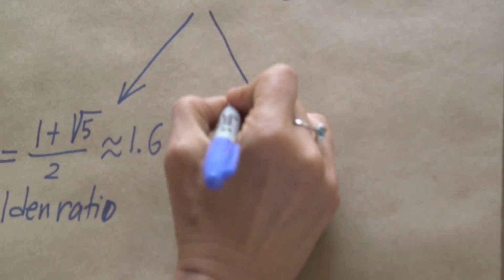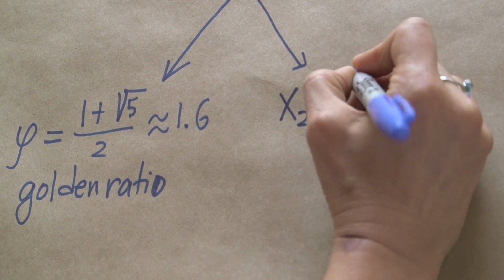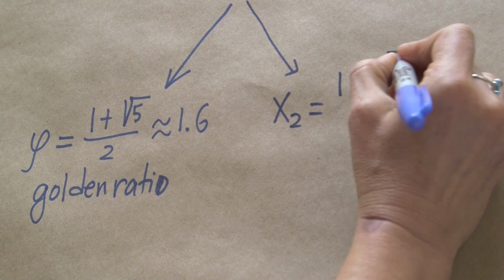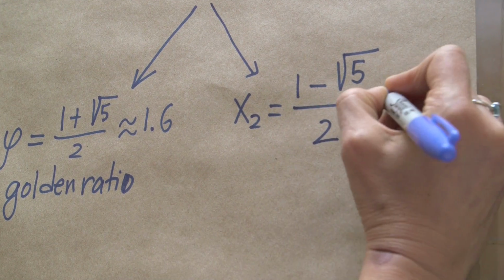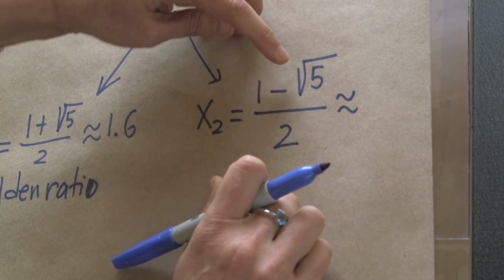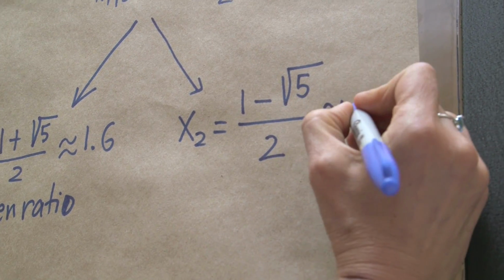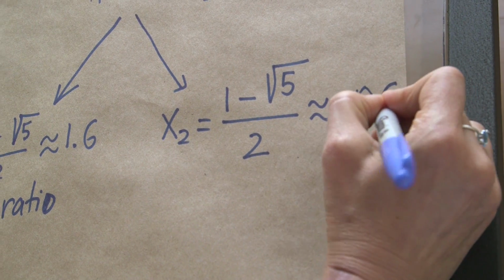And this golden ratio truly appears in very unexpected places. But we have another candidate here. The other one, x2, is (1 minus square root of 5) over 2. And this is obviously negative. It's approximately negative 0.6. It's kind of a twin to the golden ratio, but it's the evil one. I'll just call it the evil twin.